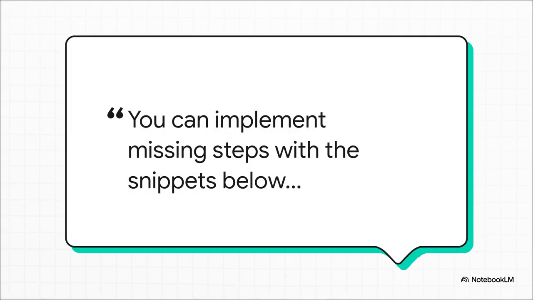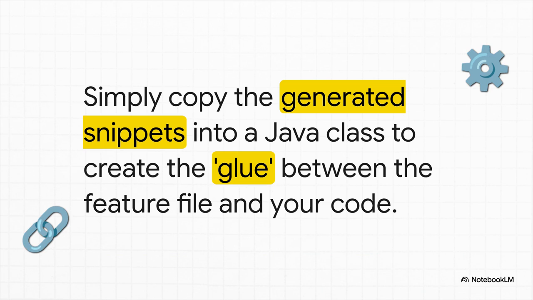And this is what it looks like. Right there in your console, for every single step you wrote in English, Cucumber gives you a perfectly matching code snippet. It's basically holding your hand, guiding you to create that glue between the English and the code. So all you have to do is copy these generated snippets, paste them into a Java class, and then you just fill in the blanks with your automation code. And just like that, your blueprint is now fully wired up to your engine.